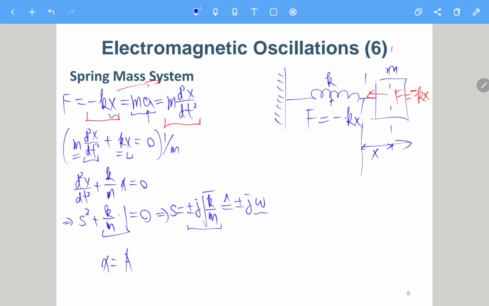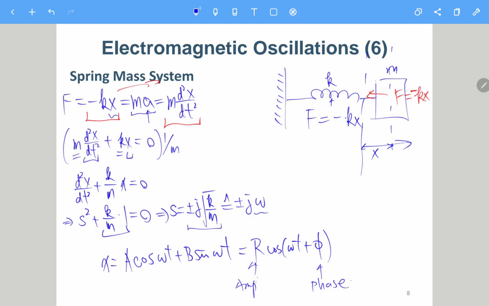So x is like a cosine of omega t plus b sine omega t, or you can just write it as r cosine omega t plus phi. This is the phase, and this is the amplitude.